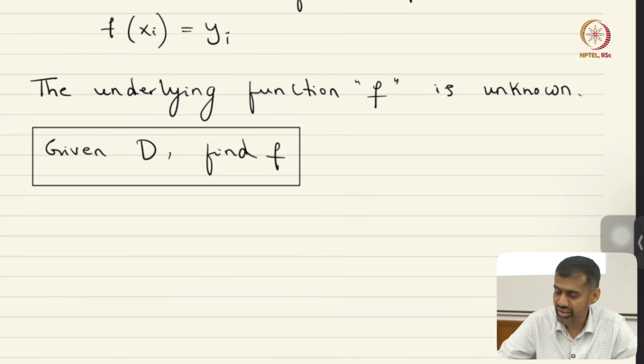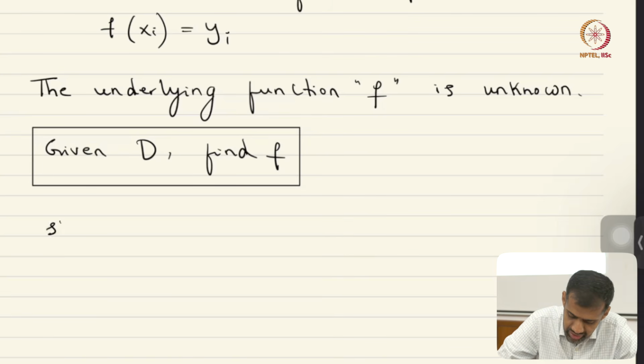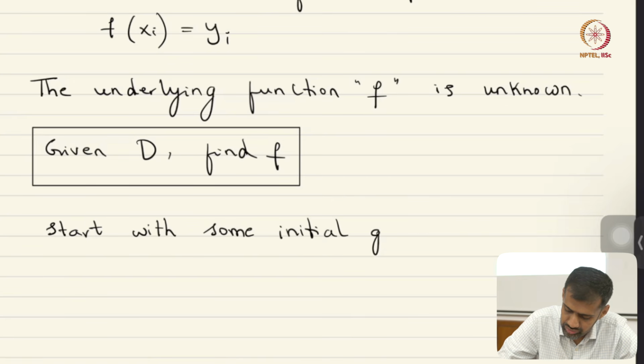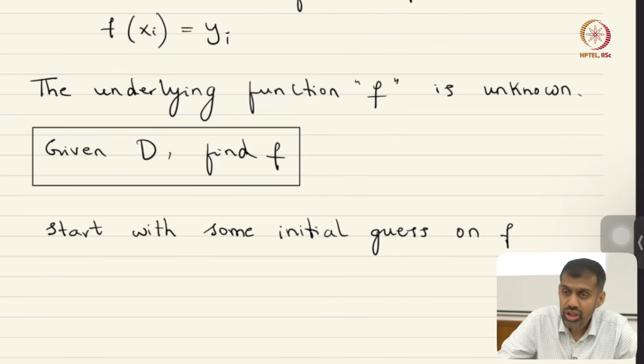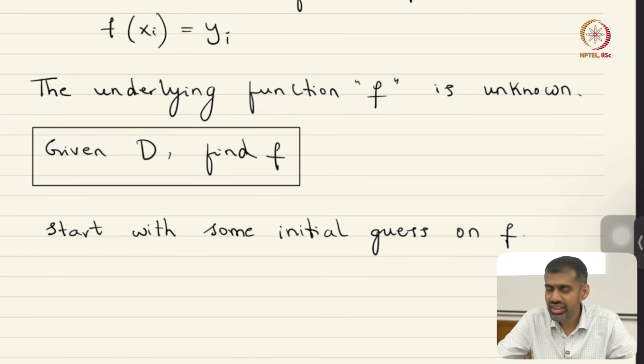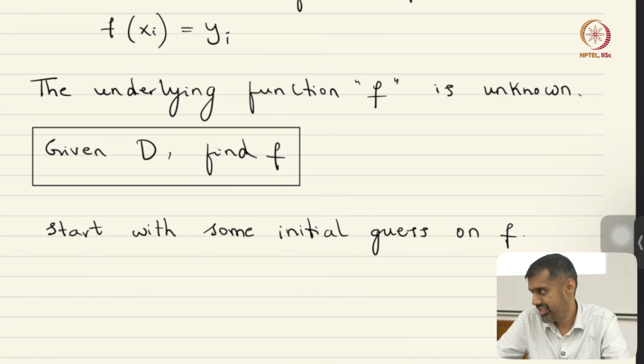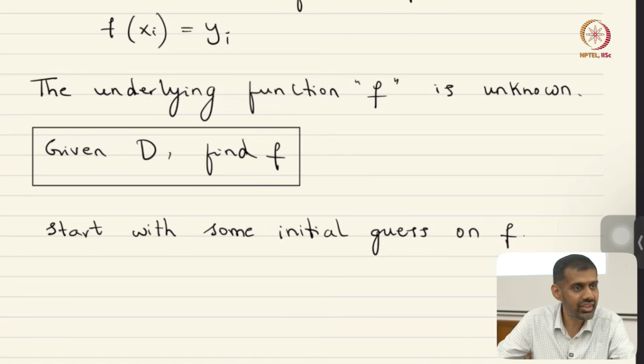But at a philosophical level, what you should do in these kinds of situations is start with some initial guess on f. You first start with some guess on f. Just say that, fine, I make an assumption that my f, the underlying function, is a parabola. This is one example. In fact, people like Kepler actually did that. They said that the planetary path is an ellipse. So, you make an assumption that it is an ellipse.